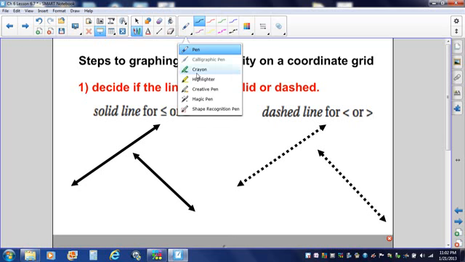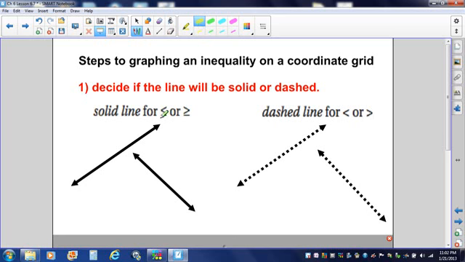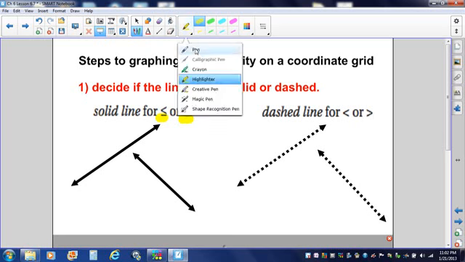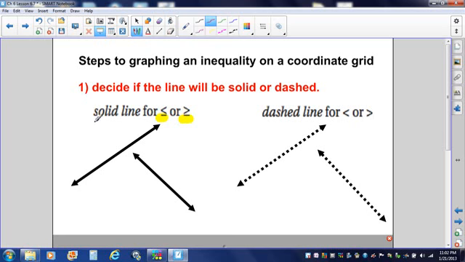If you have an inequality that has the equal to underneath it, so our inequality can be less than or equal to, or we can have greater than or equal to. If your inequality has that little equal to underneath, it is going to be a solid line. We'll use a solid line going up and to the right for a positive slope. We'll use a solid line going down and to the right for a negative slope.